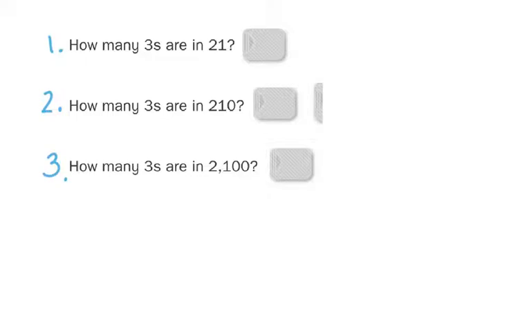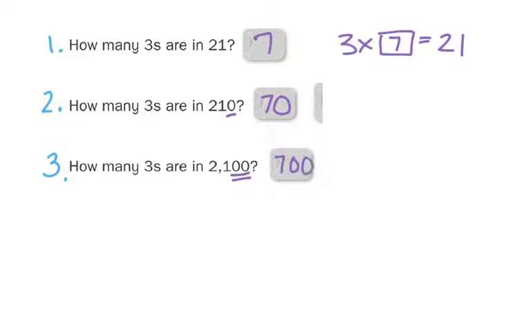So how many 3s are in 21? It's a basic fact. 3 times 7 is 21. So how many 3s are in 210? We'll just add 1 zero behind it. And how many 3s are in 2,100? Still 7 with 2 zeros behind it, 700.